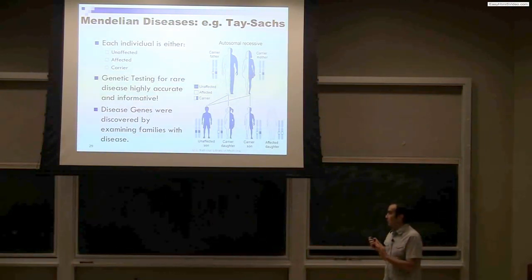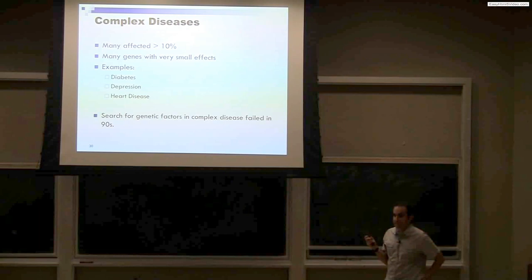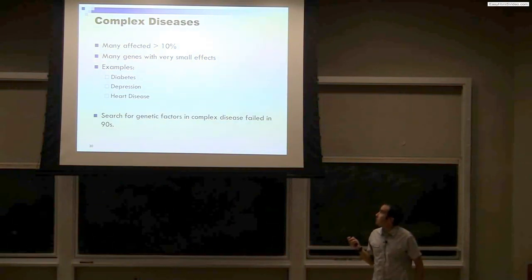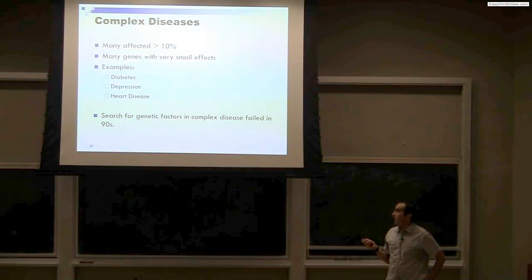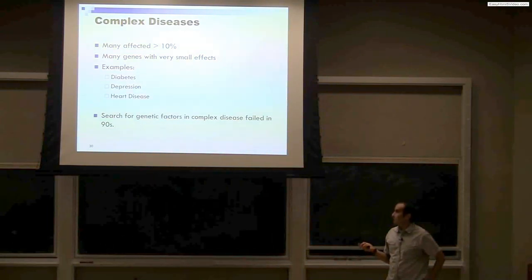We're actually not going to talk about this kind of genetic disease that often. Instead, we're going to be talking about what are called complex diseases, which are diseases affected by many genes with small effects. For example, diabetes, depression, heart disease. In the search for these diseases, people applied the same techniques they used to find the Mendelian ones, in the 90s, and they failed. They actually found nothing. They wasted lots of time and money with no success.